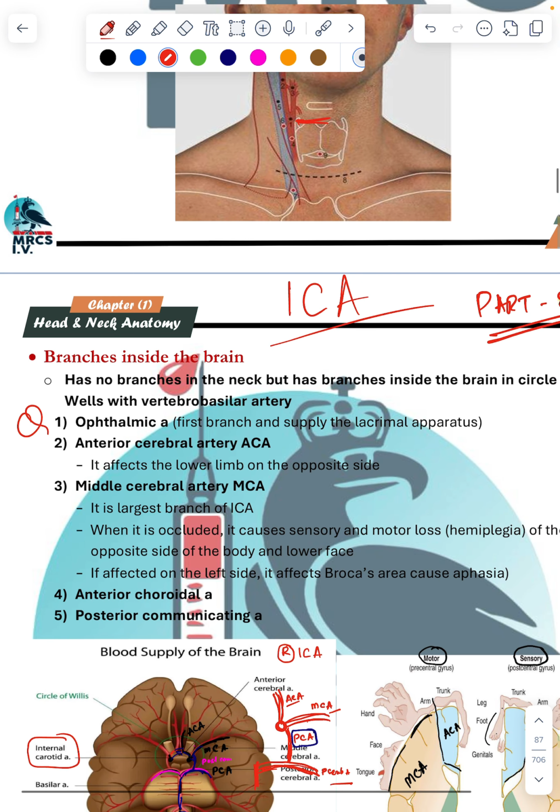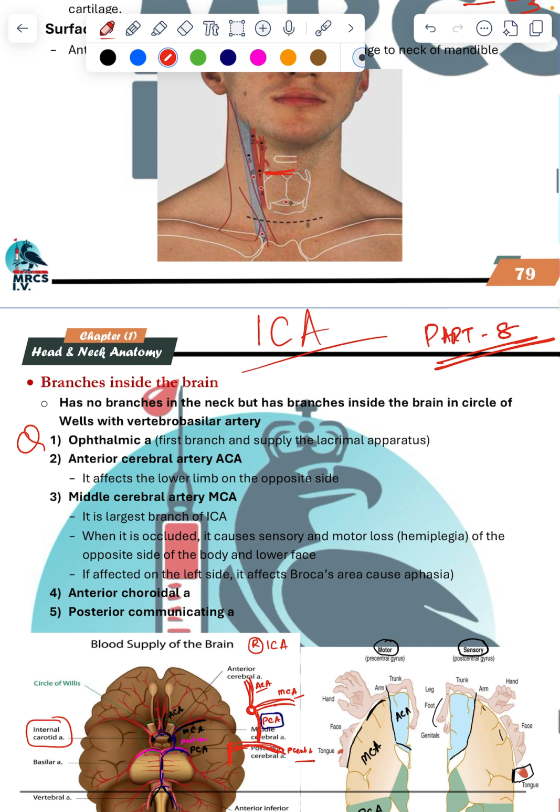So, branches of the internal carotid artery inside the brain. It has no branch in the neck, so it directly goes into the brain, and there it has branches inside the brain, in the circle of Willis with the vertebrobasilar artery. Ophthalmic artery is the first branch. This is the question, and it supplies the lacrimal apparatus.